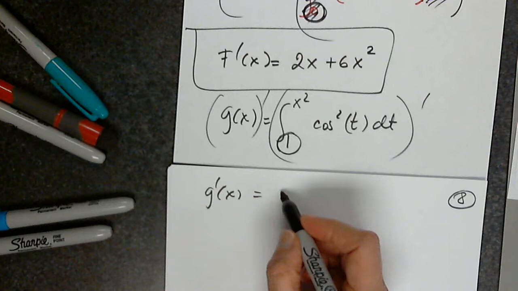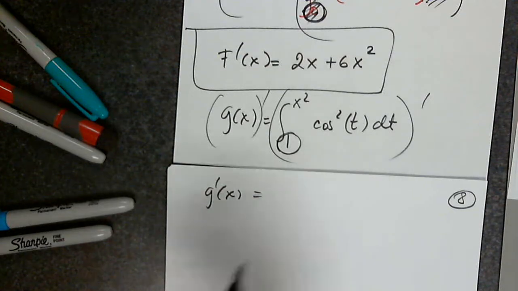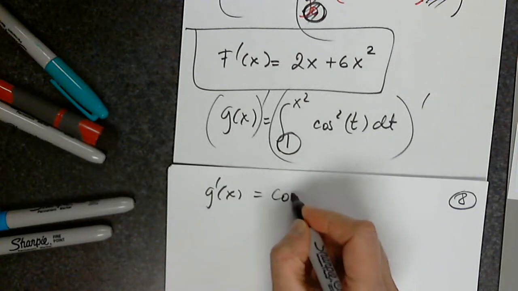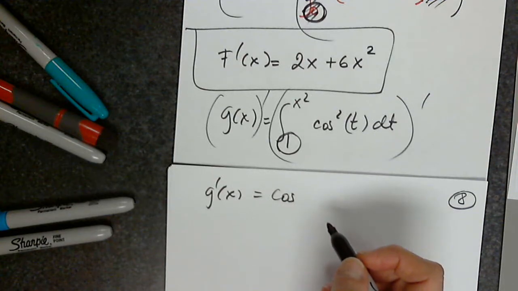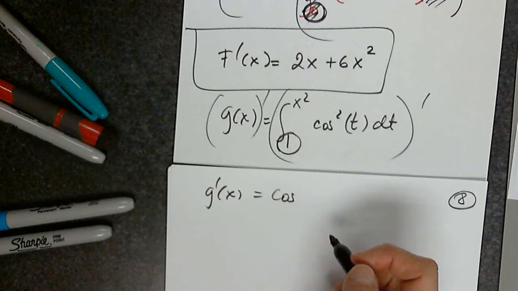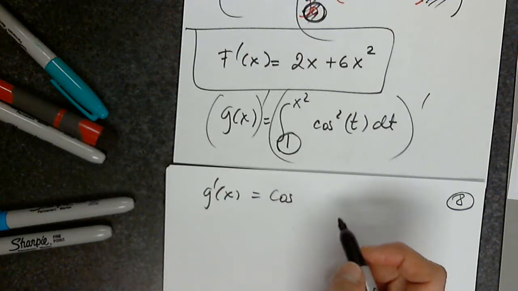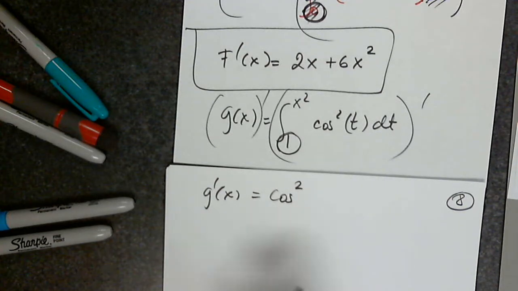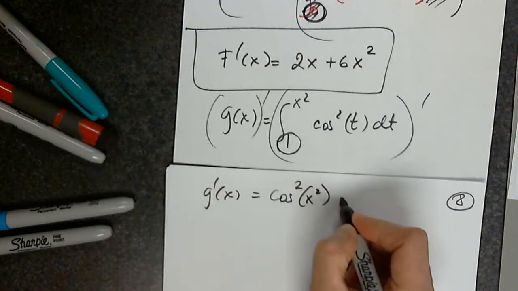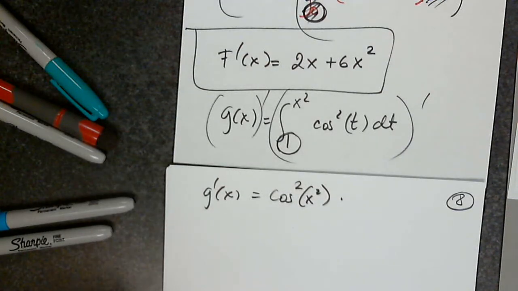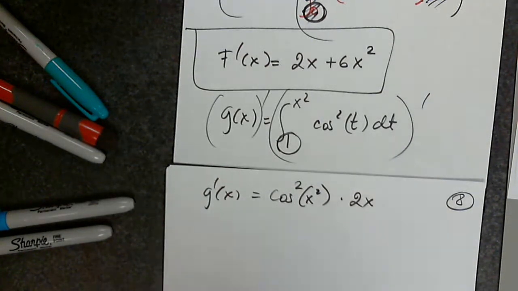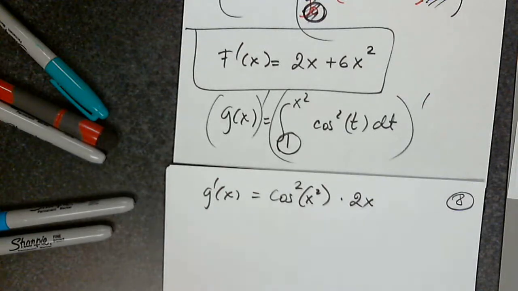Say it again. F of x. No, I'm sorry. Cosine. Say it again. Squared. Times the inner function prime. That's it. Perfect.